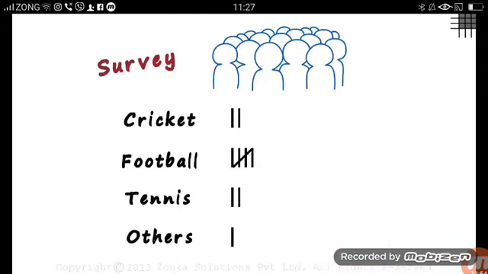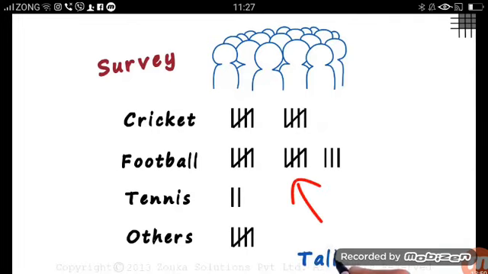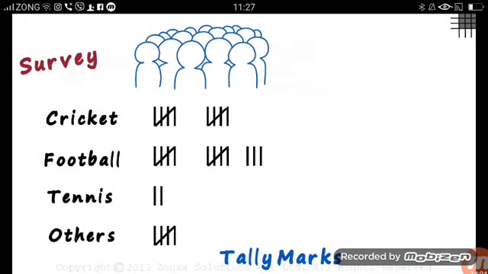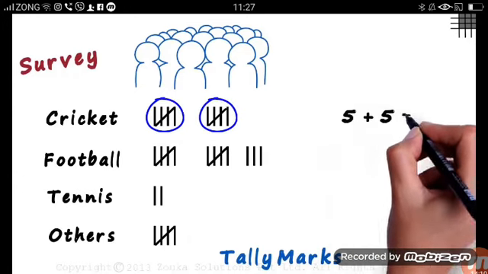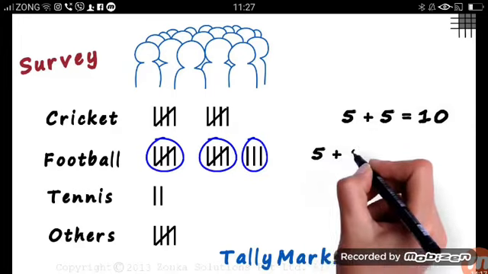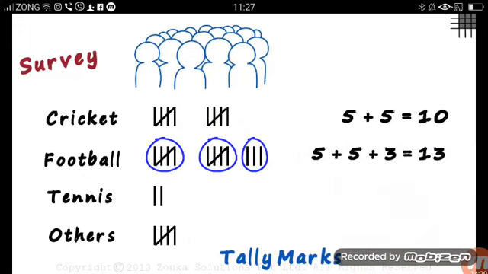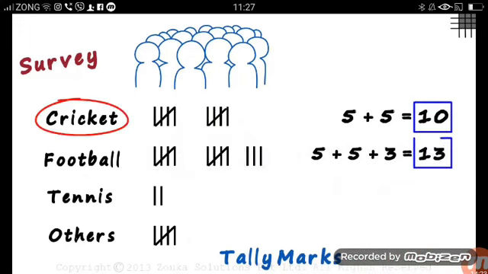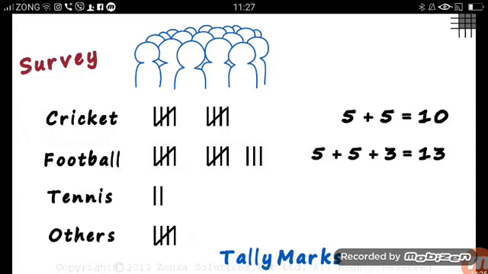So after asking all 30 people, this is how a final table will look like. These are called tally marks. We can write down the final numbers in the next column. The first row has 5 and 5. The number will be 5 plus 5, which equals 10. The second row has 5, 5 and 3. The total will be 5 plus 5 plus 3, which equals 13. So 10 people like cricket and 13 like football. In the same way, we can say that 2 people like tennis and 5 like other sports.